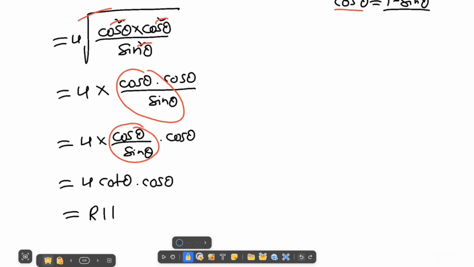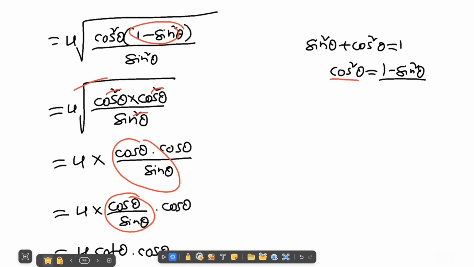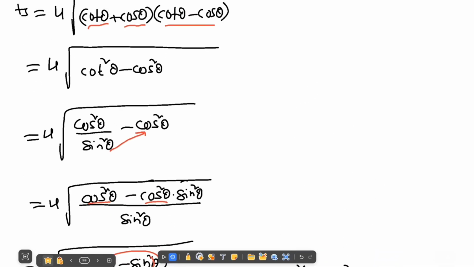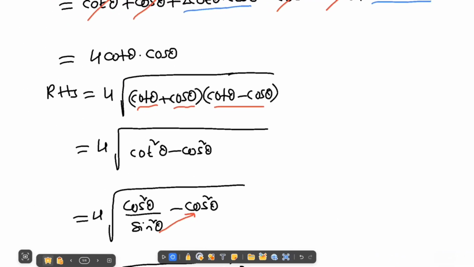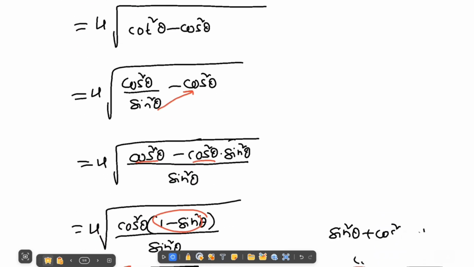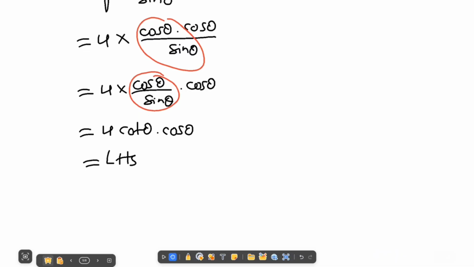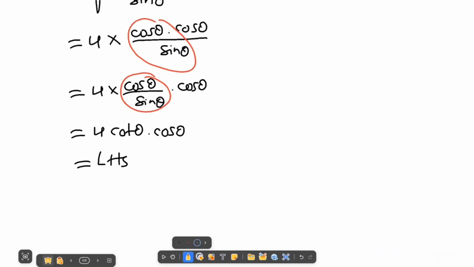So this is equal to LHS. Sorry, LHS we have already proved, right? So we have taken RHS and proved it is equal to LHS. So what is LHS here? The same thing, right? Here LHS is equal to 4 times of cot theta minus cos theta. Here the same thing we have proved. So it is equal to 4 times of cot theta minus cos theta. So therefore LHS equals RHS. Hence proved.